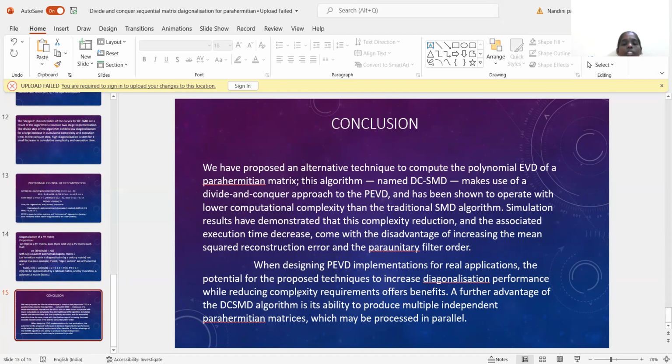When designing PEVD implementations for real applications, the potential for the proposed techniques to increase diagonalization performance while reducing complexity requirements offers benefits. A further advantage of the DC-SMD algorithm is its ability to produce multiple independent para-Hermitian matrices which may be processed in parallel.